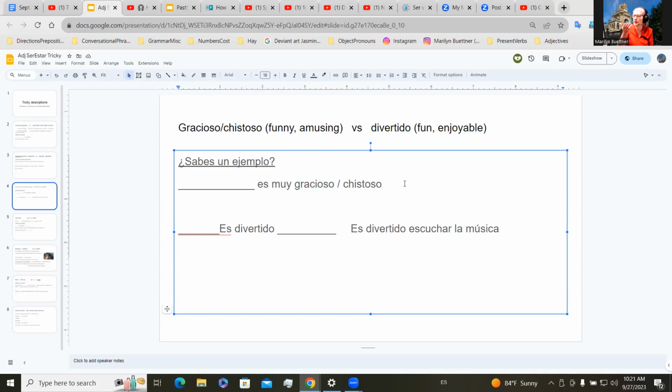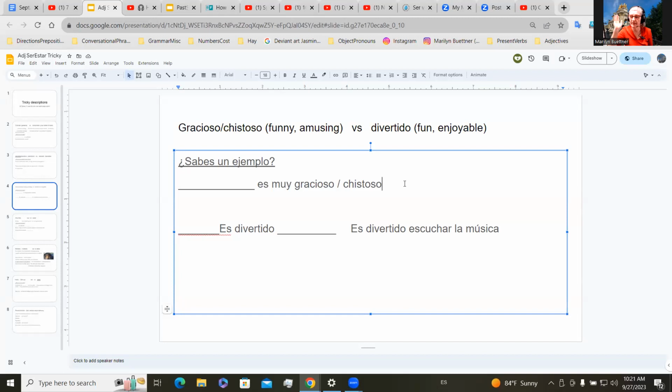Bueno, un ejemplo más corto, a shorter example. Por ejemplo, la película Bill and Ted's Adventure es chistoso. It's a funny movie, ¿sí? Es chistoso. Pero sí, tienes buen ejemplo. You've got a good example, ¿sí? ¿Hay otro ejemplo con gracioso o chistoso?